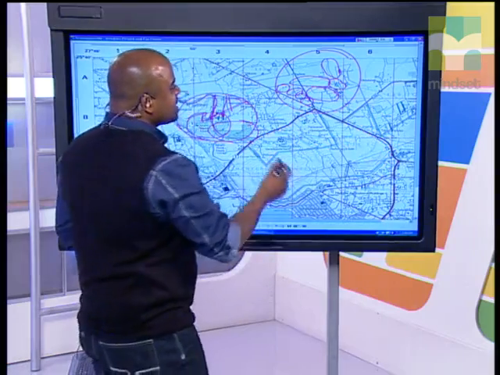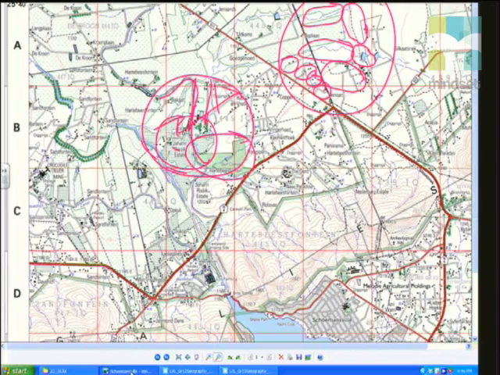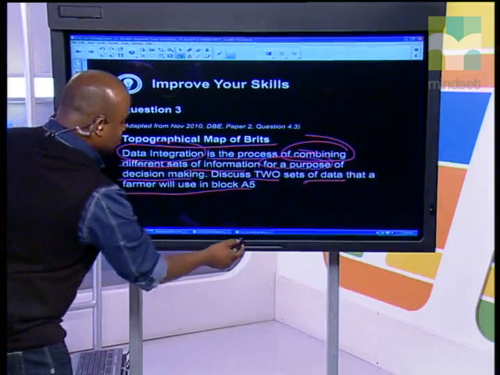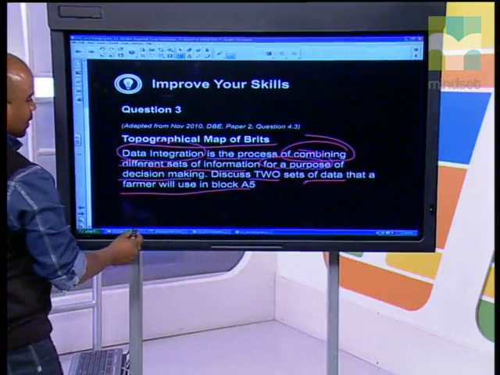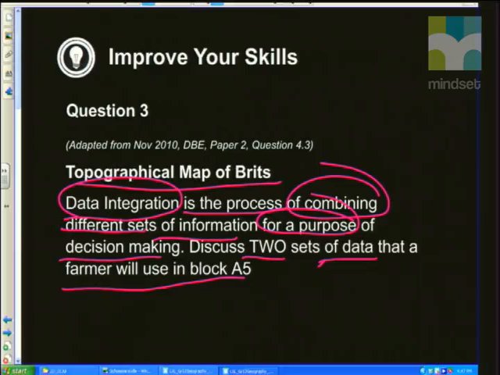So in this aspect, we're looking at this particular block. You have a non-perennial river. Note the cultivated area. You have the availability of reservoirs as well as storage dams. And this will enable a farmer to grow crops and improve the agriculture in that particular area. So let's go back to the question. Discuss two sets of data that a farmer will use in block A5.